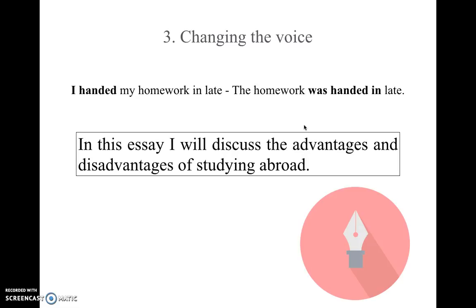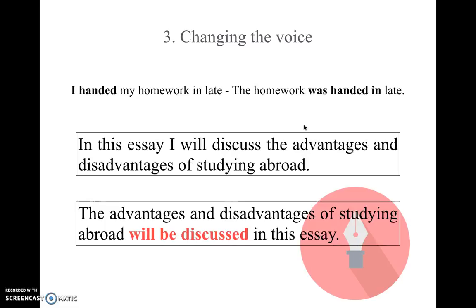So we have an example sentence here. In this essay, I will discuss the advantages and disadvantages of studying abroad. That's the active voice. But we can change this to the passive. The advantages and disadvantages of studying abroad will be discussed in this essay. This, by the way, is a thesis statement that you can use in your essays. So, for example, the strengths and weaknesses of this video on animal rights will be critiqued in this essay. So changing the voice, again, is a nice way of paraphrasing the sentence, changing from active to passive or passive to active.